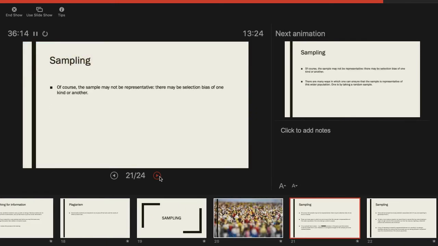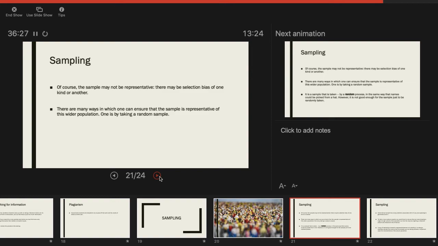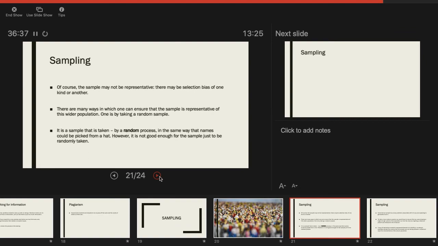Okay, so just in terms of sampling, of course, the sample may not be representative, and therefore there may be selection bias of one kind or another. There are many ways in which one can ensure that the sample is representative of the wider population. And one way is by looking at the random sample. So a random sample is a process in the same way that names could be picked up from a hat. However, it is not good enough for the sample just to be randomly taken.